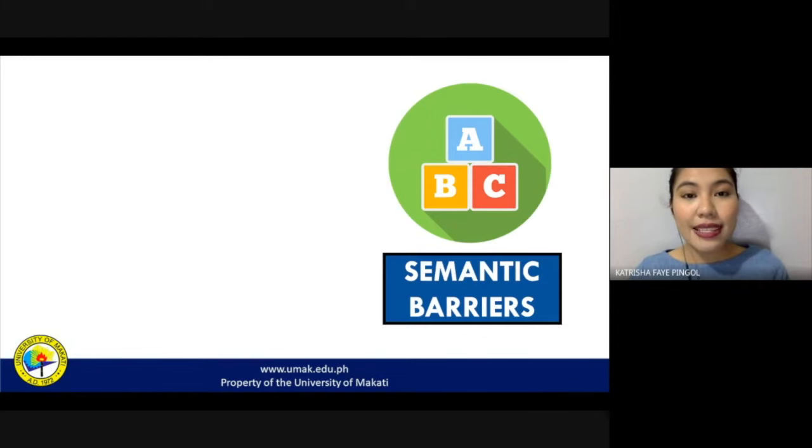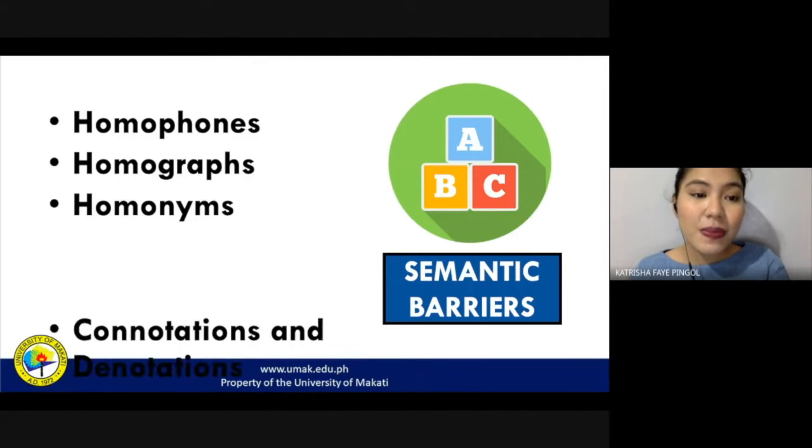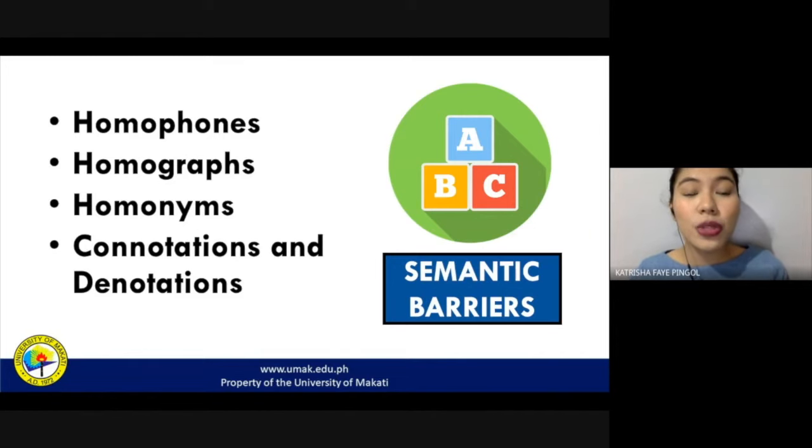Another category in classifying barriers to communication is semantic barriers. When we say semantic barriers, these are simply barriers that pertain to difficulties in using a language, because there are certain features, certain elements in the language itself that make it hard for us to even relay the information in the manner that we want to. In the English language, for example, we have what we call homophones, homographs, homonyms, and of course, the concepts of connotations and denotations. Okay, so we will go at it one at a time.